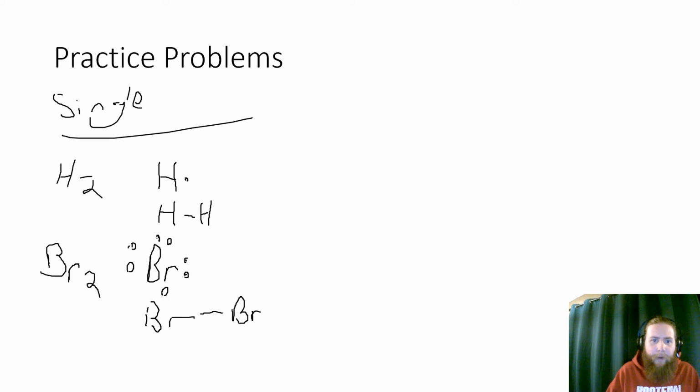Sorry for my line, it's a little wonky. Then we'll have 1, 2, 3, 4, 5, 6. So this atom has 1, 2, 3, 4, 5, 6, 7, 8, and then this one will match it. 1, 2, 3, 4, 5, 6. And then for our last example, beryllium Br2.